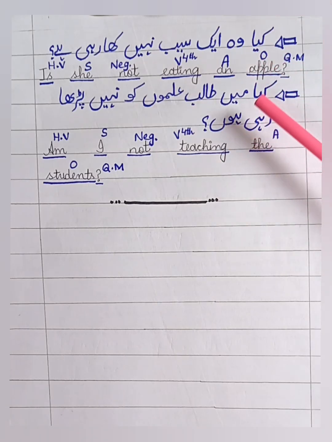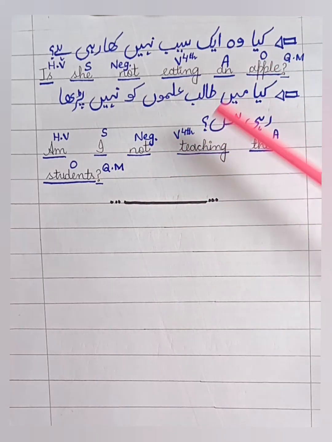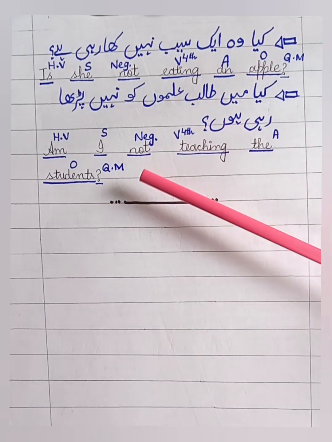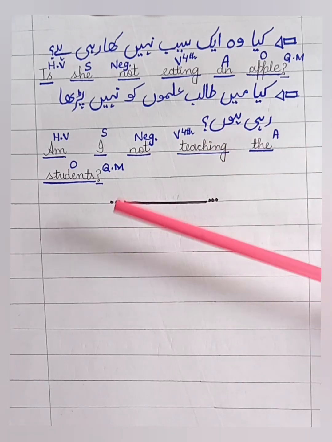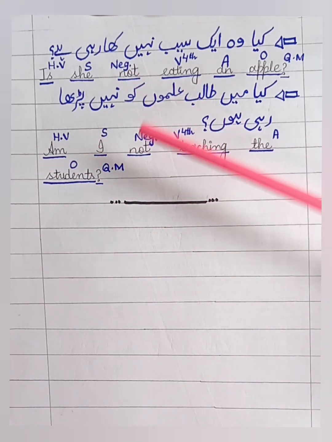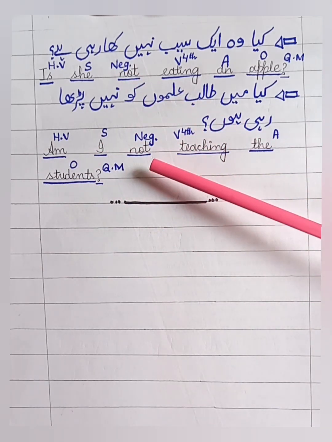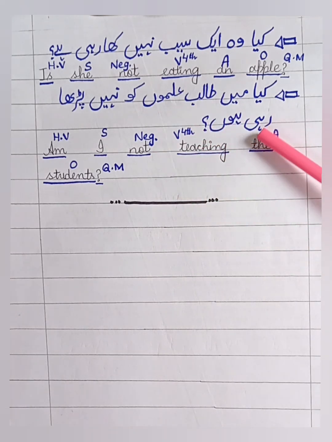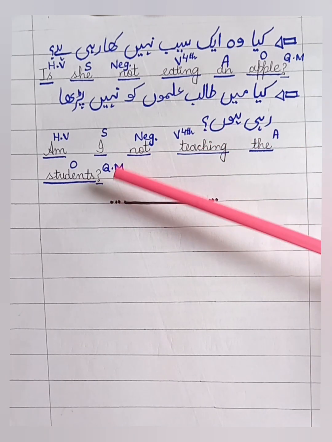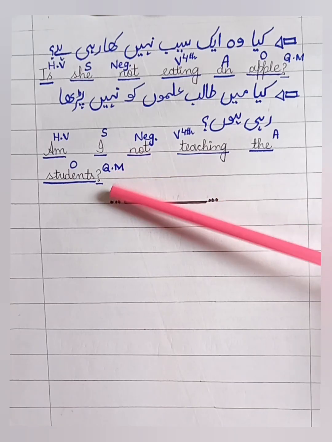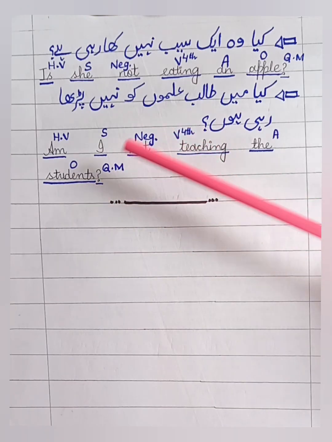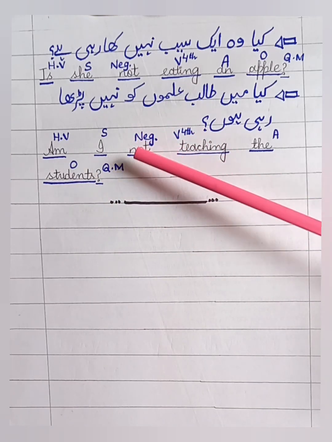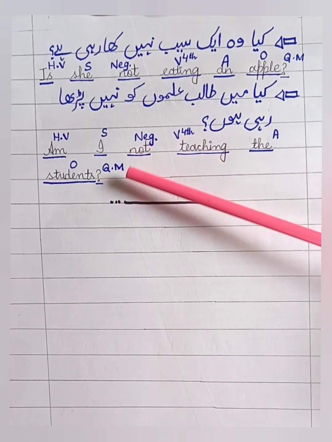The second example is this. क्या मैं तालिब इल्मों को नहीं पढ़ा रही हूँ? With a question mark. Am I not teaching the students? Am is the helping verb over here. I is the subject. Not shows negation. Teaching is the fourth form of verb. The is the article. Students is the object. And finally, we will put a question mark over here. Basically, we will use not after the subject. In this case, it is the formula to memorize it.